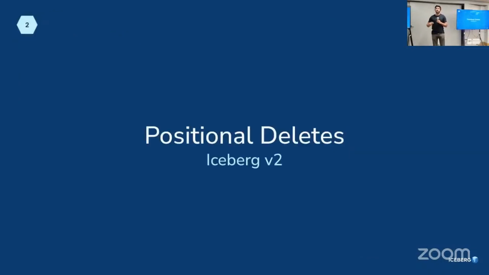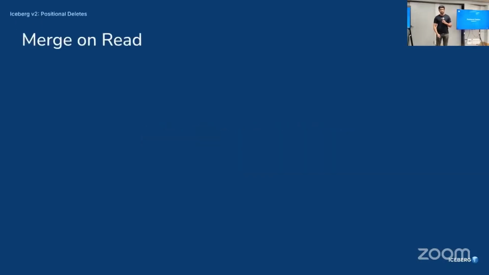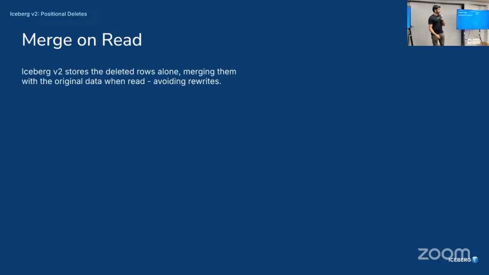So now we go to the next step, Iceberg v2, which tried to address this with the concept of positional deletes. The way that we address this is something called merge on read. The key idea here is that instead of generating a new file like we did with copy on write, we're just going to store the deletions as a file directly.